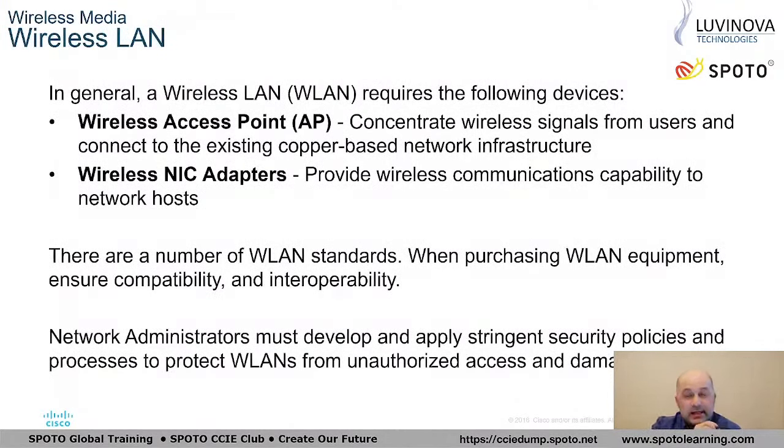Okay, the wireless access point is very important to know. It concentrates wireless signals from users and connects them to the existing copper-based network infrastructure. So somewhere in the building, to have wireless access, you place an access point. Whenever a user connects to that access point, the access point is connected to the current wired copper cable network.